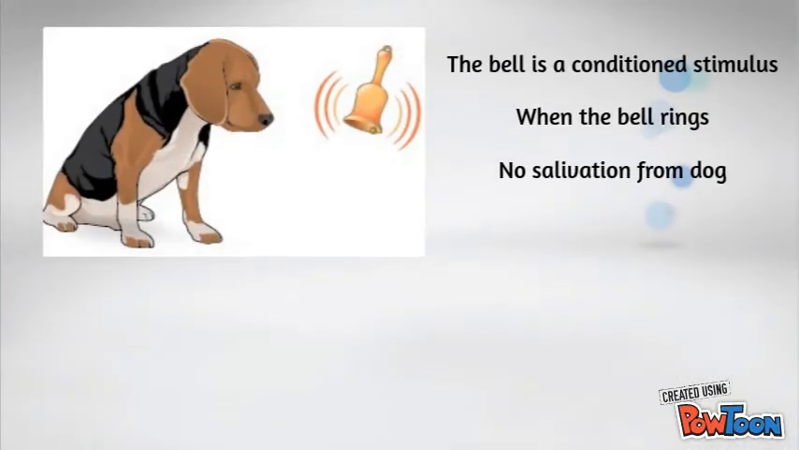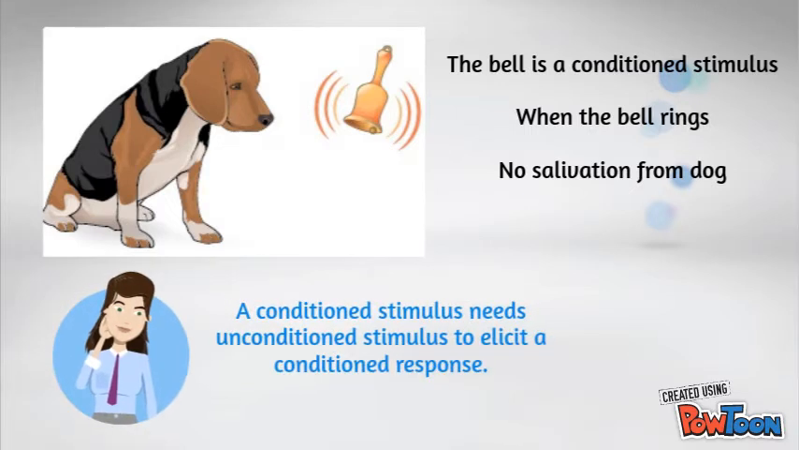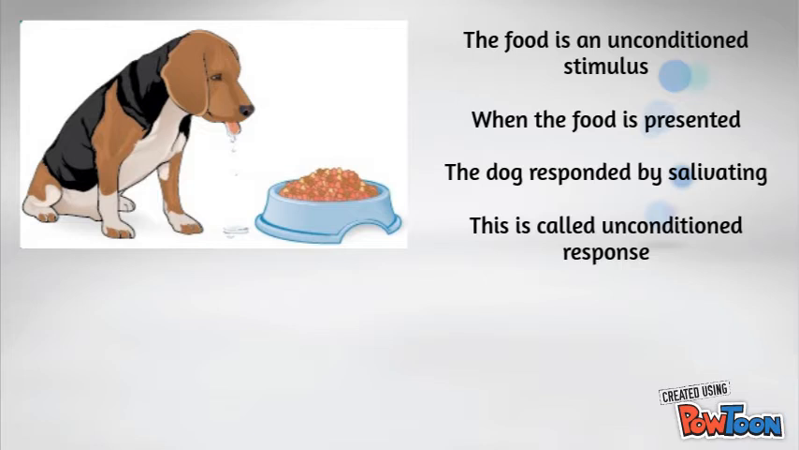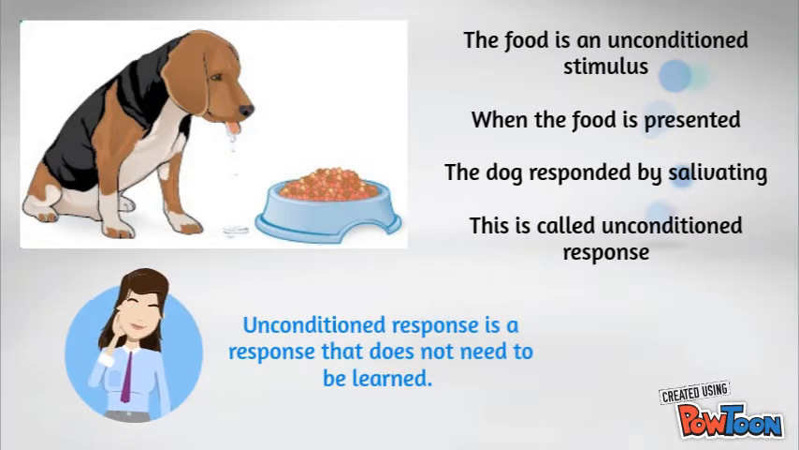The bell is a conditioned stimulus. When the bell rings, there will be no salivation from the dog. Now, the food is an unconditioned stimulus. When the food is presented, the dog responded by salivating. This is called unconditioned response.